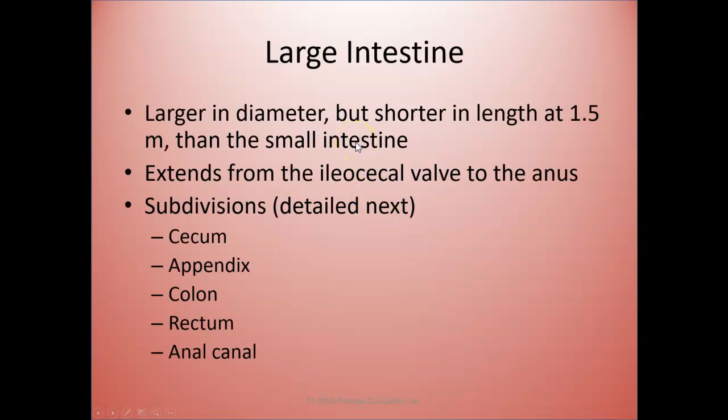Next, we have the large intestine. This is larger in diameter but shorter in length, about 1.5 meters. That's about 4 or 5 feet or so. It extends from the ileocecal valve to the anus, and it's composed of these different regions. So we'll look at the cecum, the appendix, the colon, the rectum, and the anal canal as well.